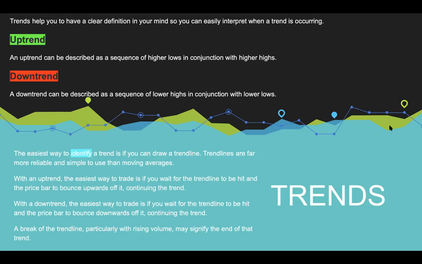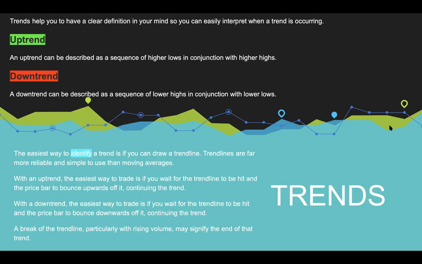Trends help you to have a clear definition in your mind so you can easily interpret when a trend is occurring. Uptrend: an uptrend can be described as a sequence of higher lows in conjunction with higher highs. Downtrend: a downtrend can be described as a sequence of lower highs in conjunction with lower lows. The easiest way to identify a trend is if you can draw a trend line.